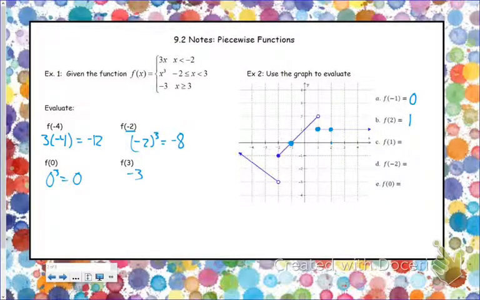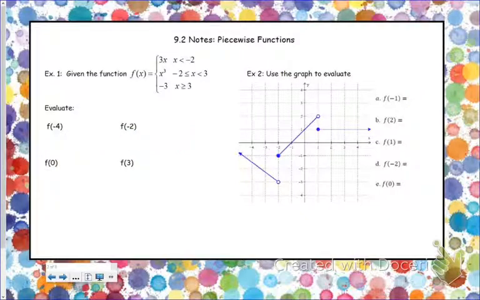I use the filled in circle, okay? I don't use the open circle because it's not actually equal at the open circle. f of -2, so here's the x value of -2, there's the filled in circle. So f of -2 is -1. Then finally f of 0 is 1. When x is 0, y is 1. So that's how we'd evaluate on a graph.